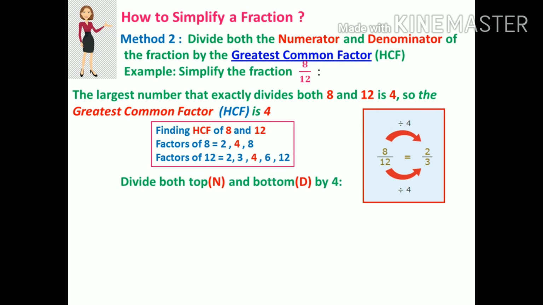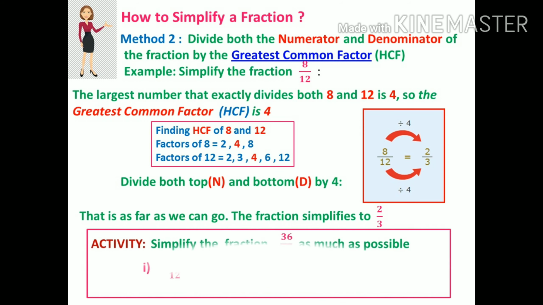Now we just divide both the numerator and the denominator of the fraction by 4 as shown in the figure, and we get 2 upon 3. Now 2 upon 3 does not have any factor common in them, so the fraction simplifies to 2 upon 3. Activity for you. Simplify the fraction 36 upon 84 as much as possible.